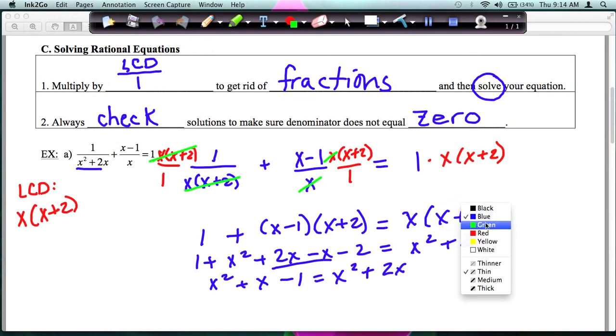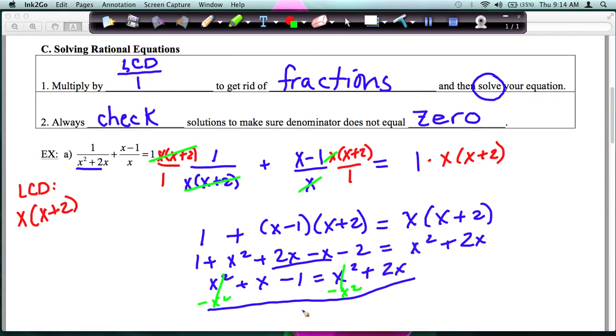Okay, at first it looks like it might be a quadratic, but when you go to combine like terms, when you subtract x squared from both sides, they cancel, which is going to actually make this a little bit easier to solve. And I get x minus 1 equals 2x. Let's subtract x from both sides of the equal sign. The x's cancel here, and I'm left with negative 1 equals 2x minus x is x. So x equals negative 1.